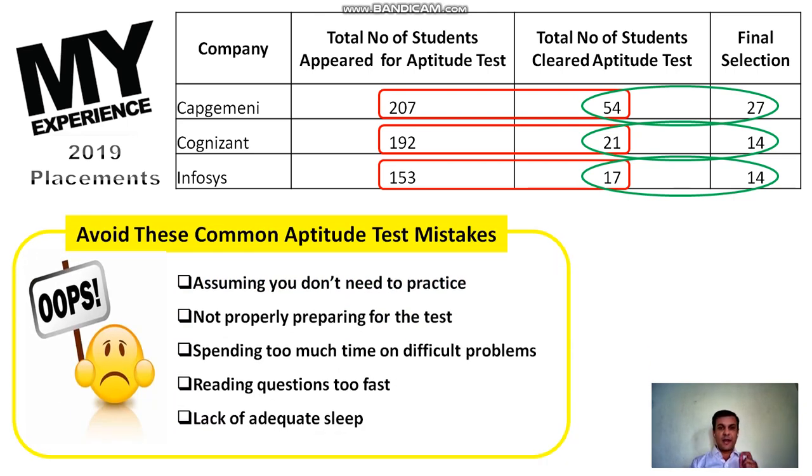Avoid these common aptitude test mistakes. What do students do? Number 1, assuming you don't need practice. This is a very wrong assumption. Without practice, nothing is possible. Number 2, not properly preparing for the test. Find out what is required for that particular company and prepare only that. If something else is required and you prepare something else, that is very wrong. Number 3, spending too much time on difficult problems. Then, at the last moment, you will feel that time is very less. So please avoid this mistake also.